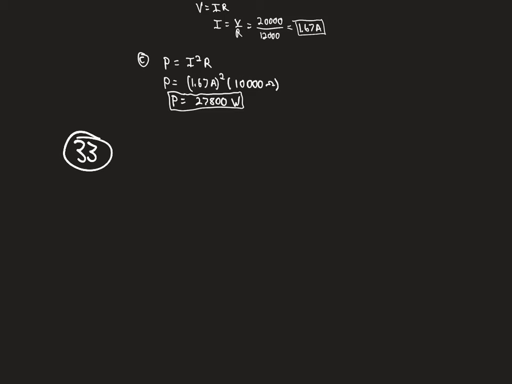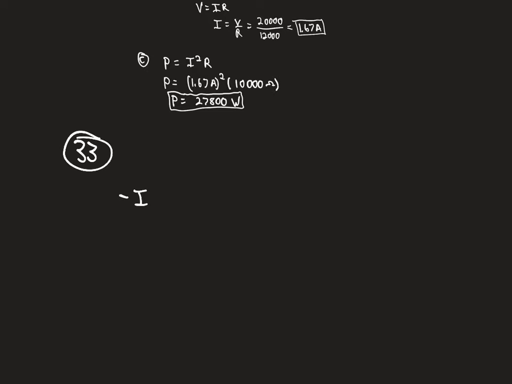Problem 33 asks us to verify the second equation in example 21.5 by substituting the values found for the currents I1 and I2. So to do this, you go to example 21.5 and you find the equation they want you to verify. It is this equation right here.